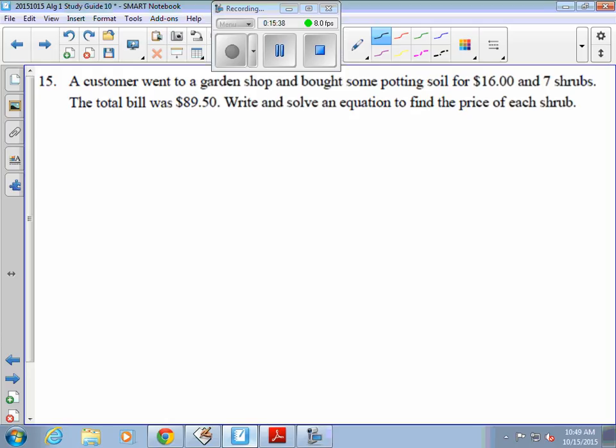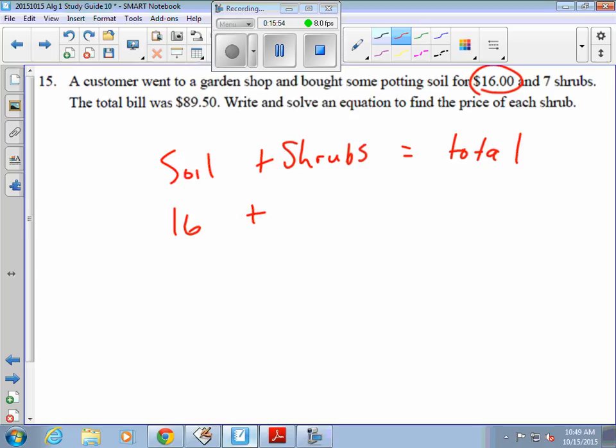However, you could take words and make math out of words. Potting soil, it's the soil plus the shrubs. So soil plus shrubs is total. So the soil we know is $16 plus the shrubs. We don't know how much they cost, but we know there are 7 of them. And it says find the price of each shrub. So anytime you don't know something, anytime you have an unknown, you represent it with a variable. So 7 times x is equal to the total 89.50.